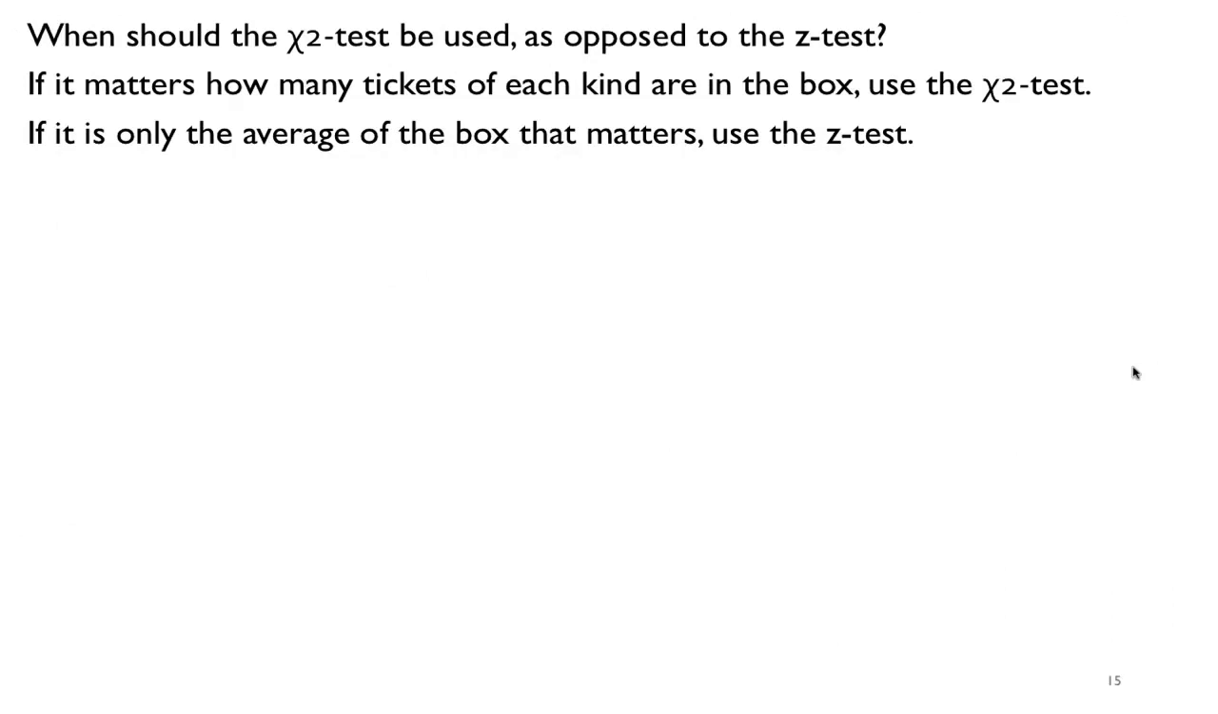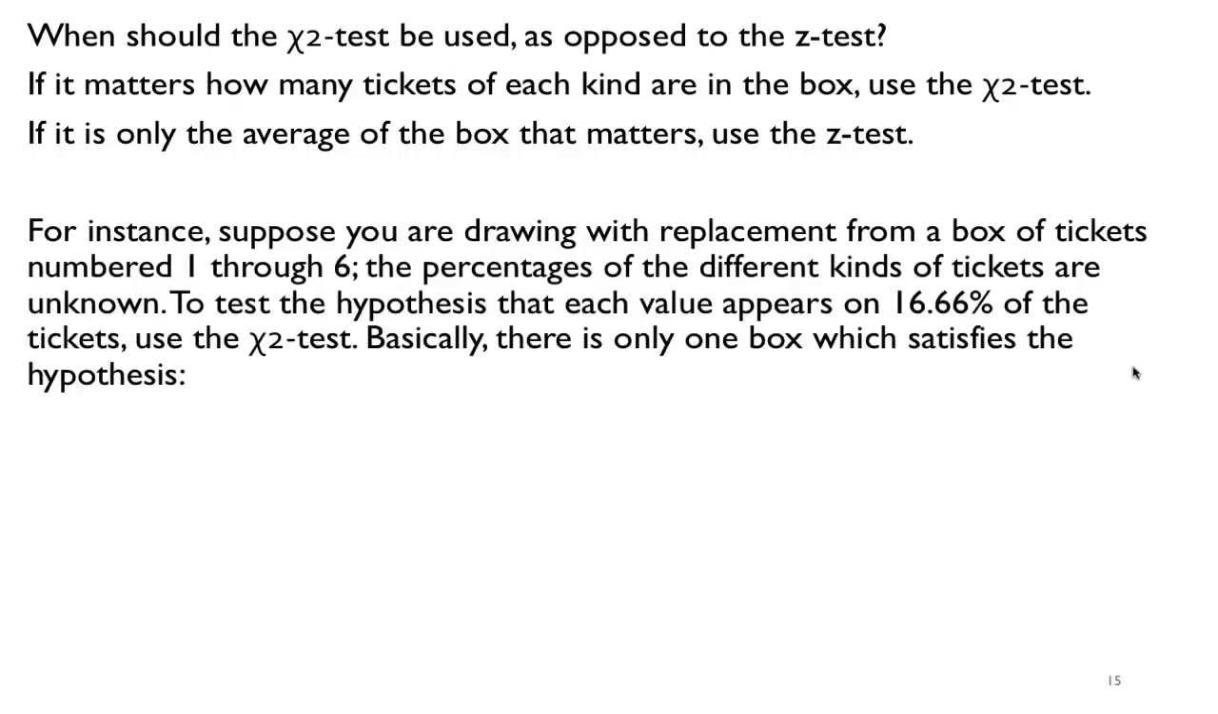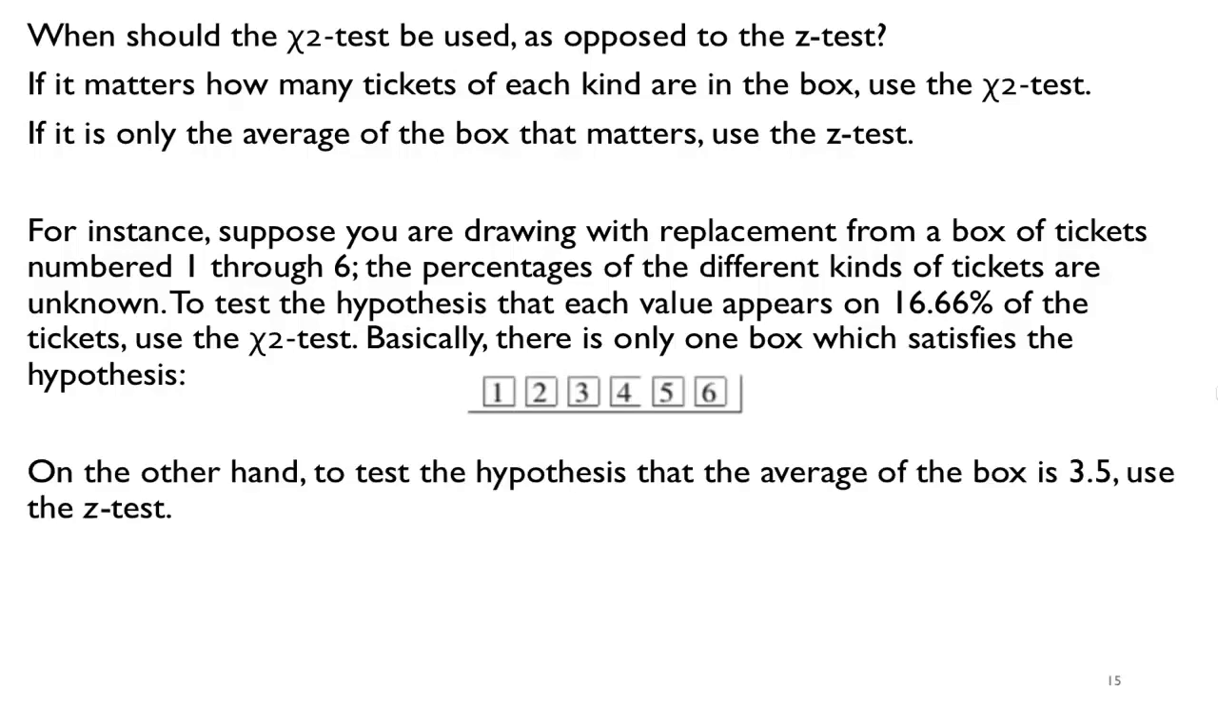Okay, so as for when to use the chi-square test as opposed to the z-test: if it matters how many tickets of each kind are in the box, use chi-square. But if only the average of the box matters, use the z-test. So suppose you're picking tickets from a box, numbered from 1 to 6, and it matters how many tickets of each are in the box, we want to use the chi-square test. But if we want to test a hypothesis about the average of the box, and we don't care what kind of tickets are in the box, then we want to use the z-test.